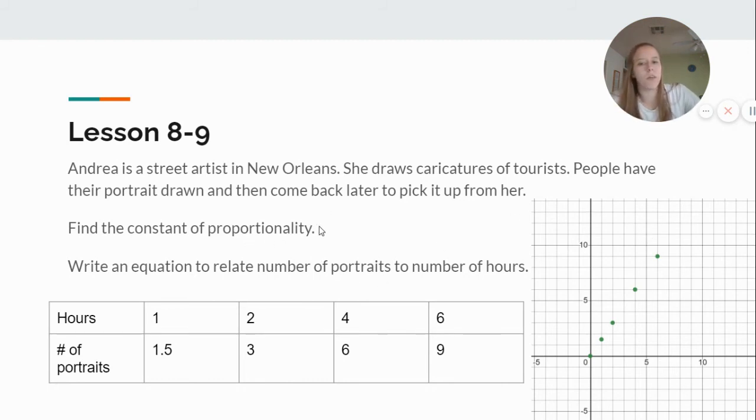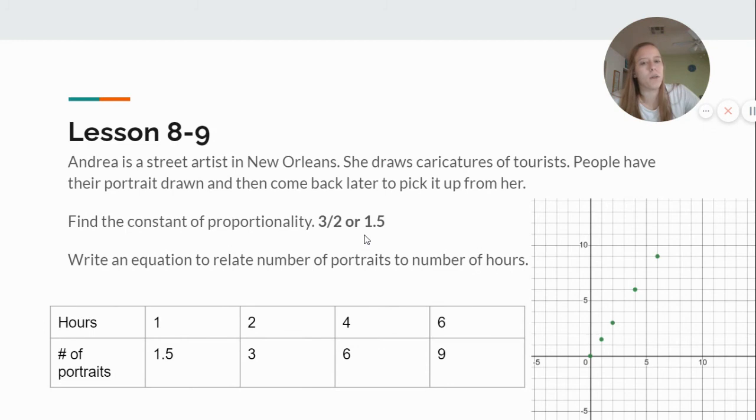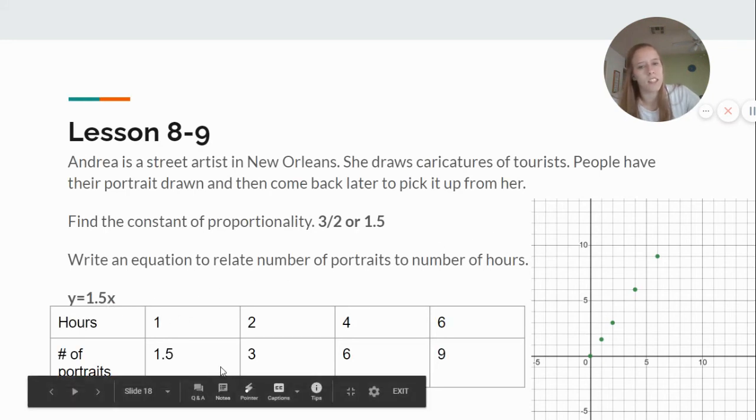So find the constant of proportionality. We know that that's going to be 3 over 2 or 1.5. Write an equation to relate the number of portraits to the number of hours. y equals 1.5x. Because as we said the other day, if you take any of the hour numbers, multiply times 1.5, you will get your number of portraits.